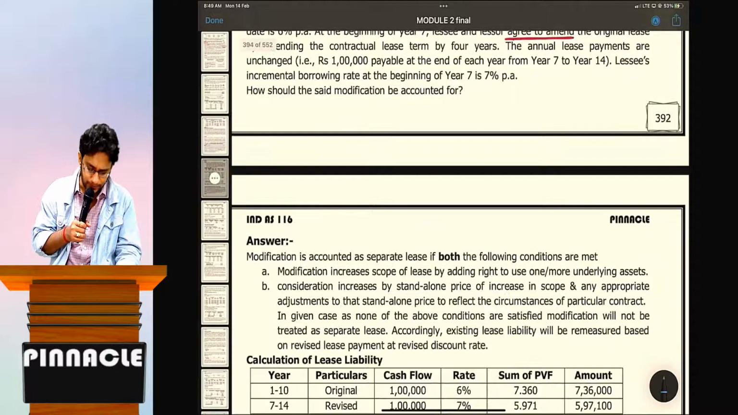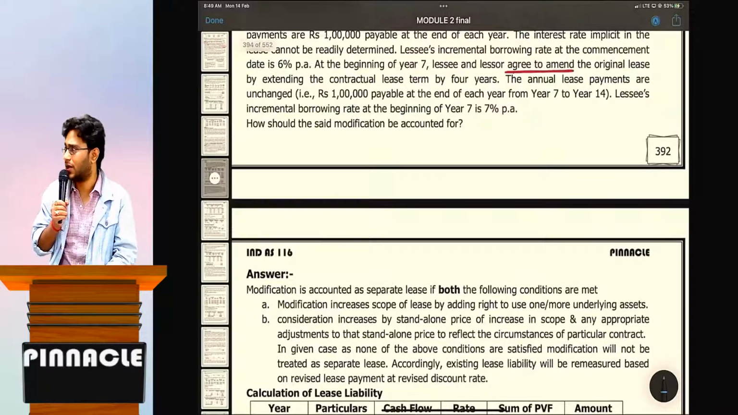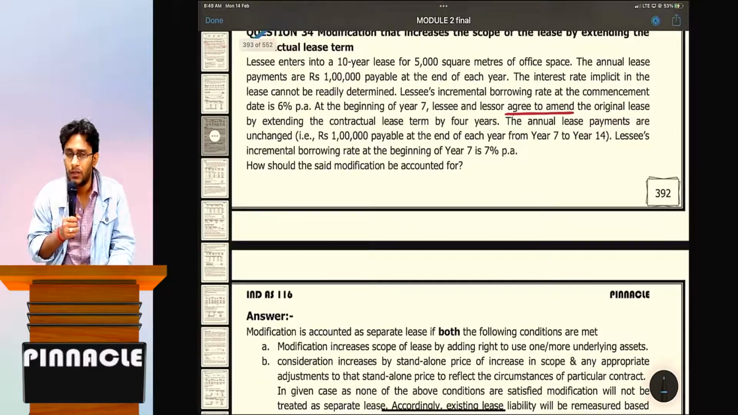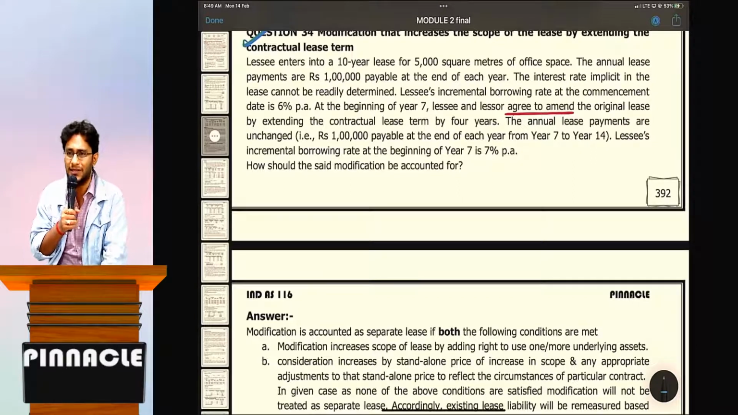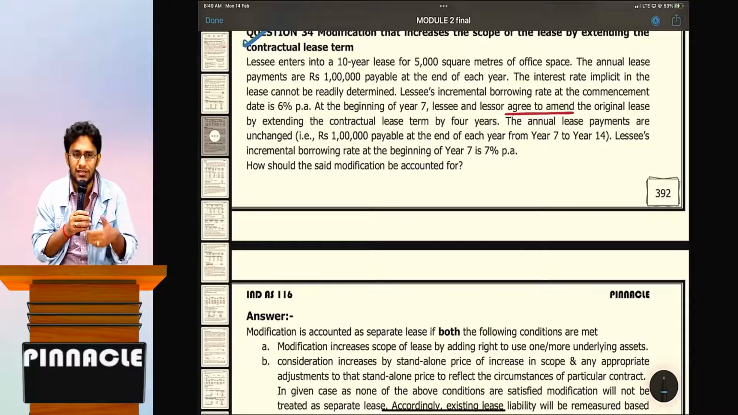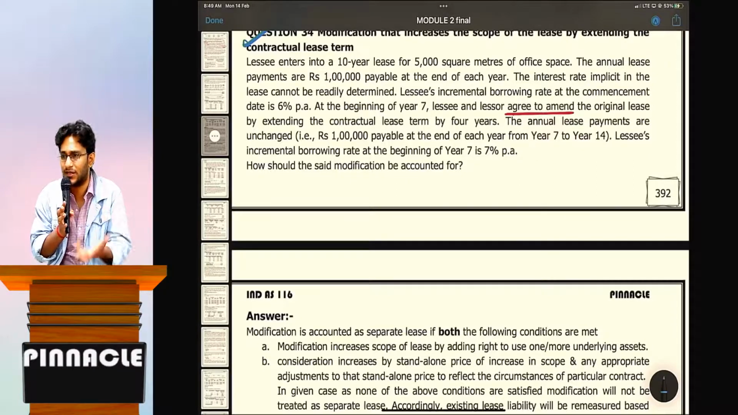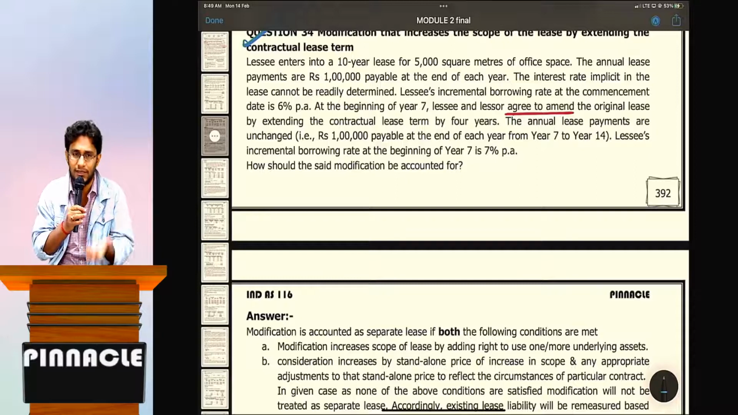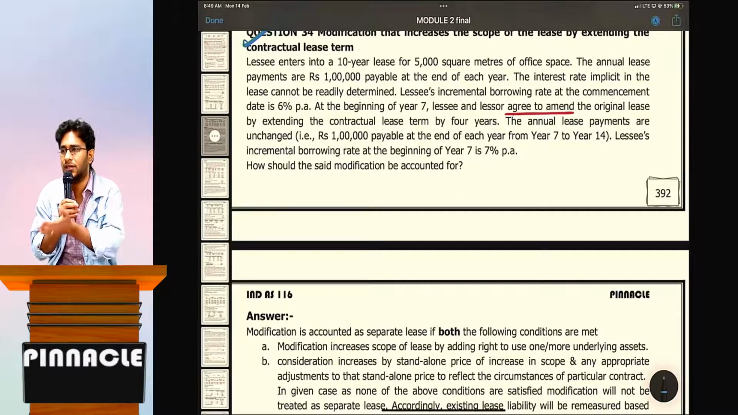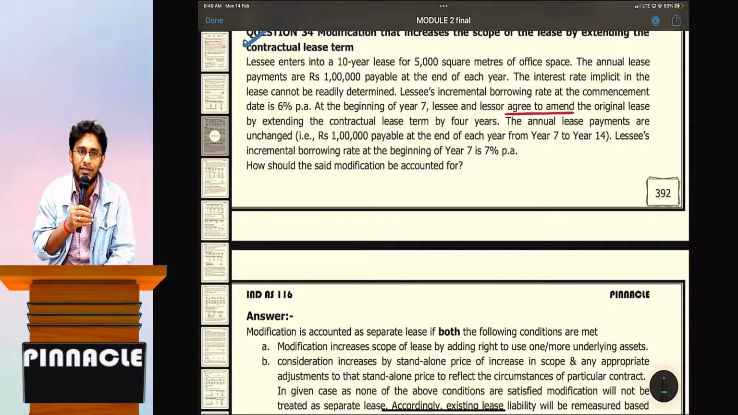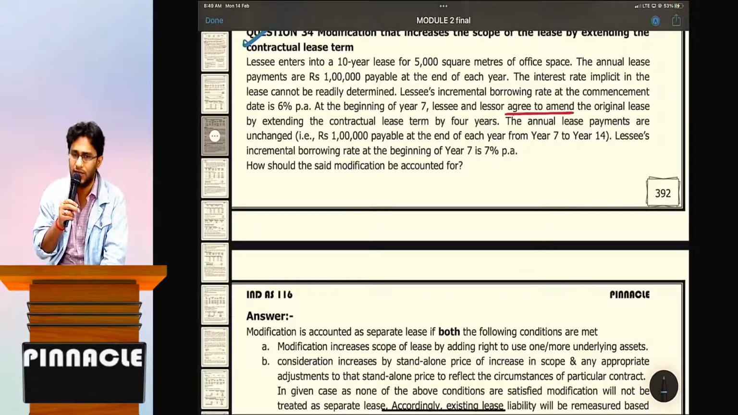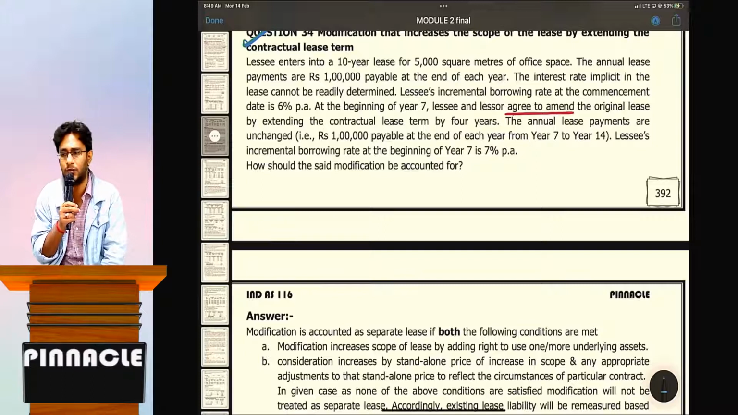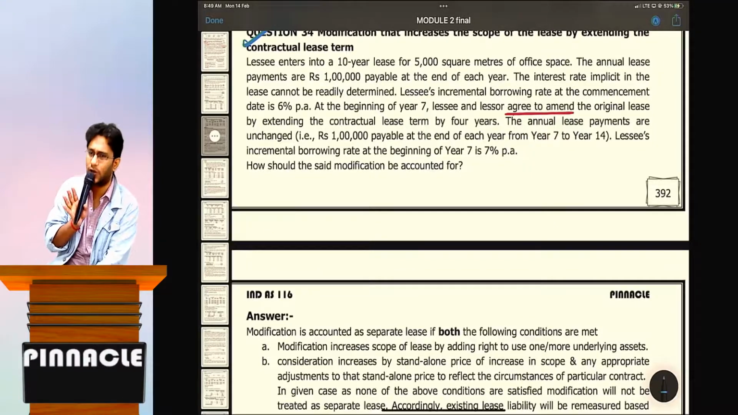Okay, so this is one version of thought. Another version of thought is that this is not at all an increase in the scope. There are some people who argue that the lease term will increase, but the control is still over the same asset. So since it is not an increase in the scope, and at the same time not a decrease in the scope, you directly fall in the third category. Third category is any other case. Any other case, what is the answer? Simply you have to remeasure the lease liability and correspondingly adjust it to the ROU asset. That's all you got to do.